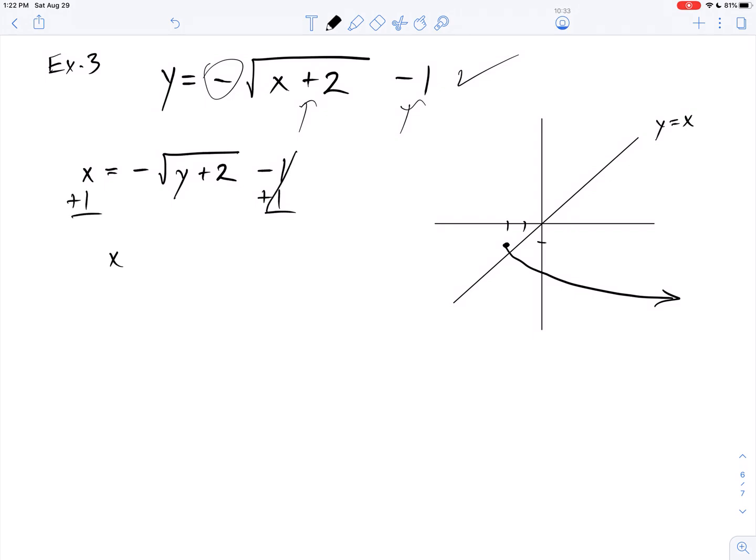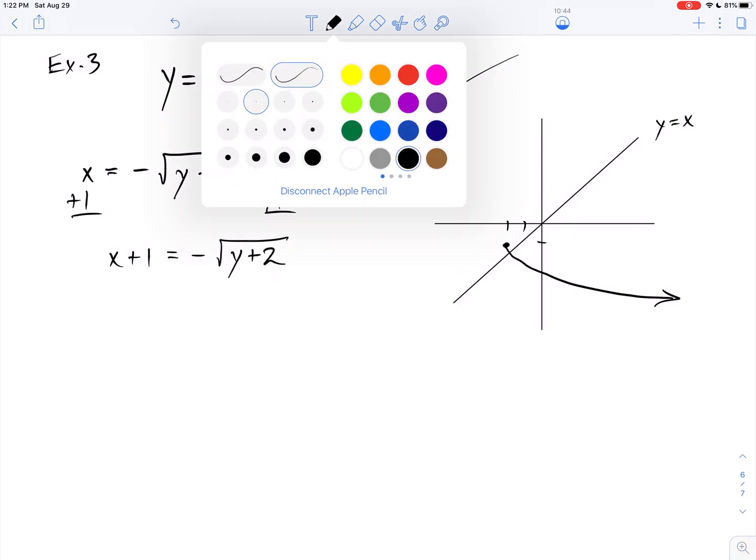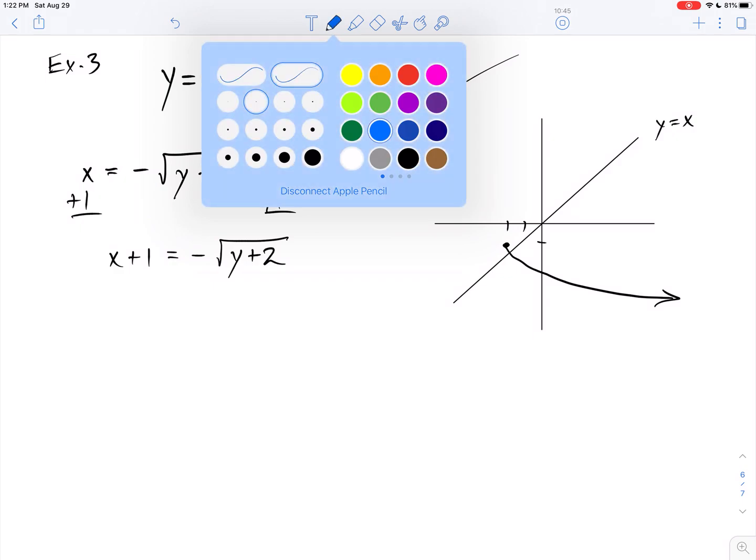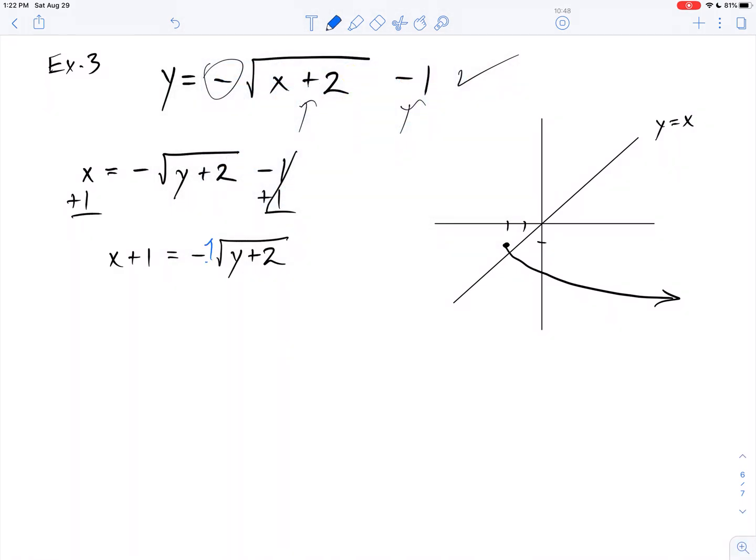I will then have x plus 1 equals, there's a negative, there's a root, there's a y plus 2, and then we've seen this already happen to us. Going to get the blue pen for me. Oh, there's a negative outside here.